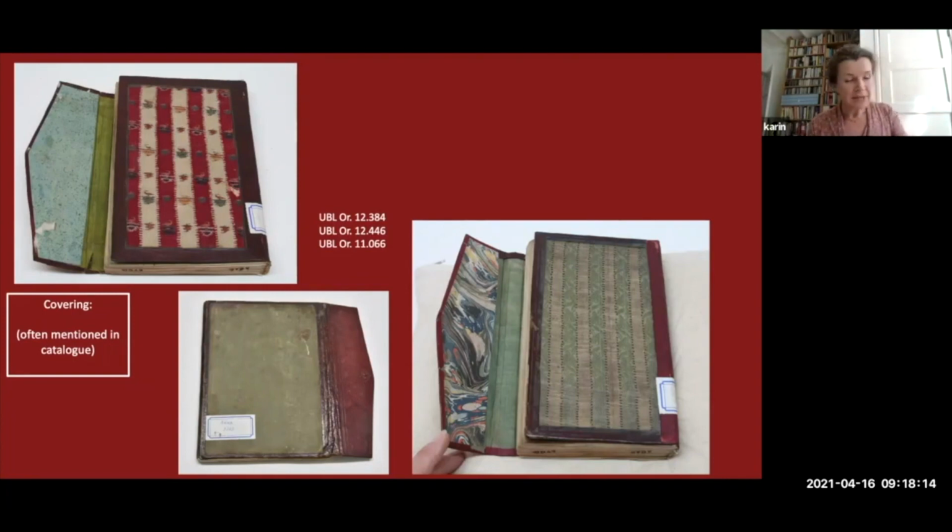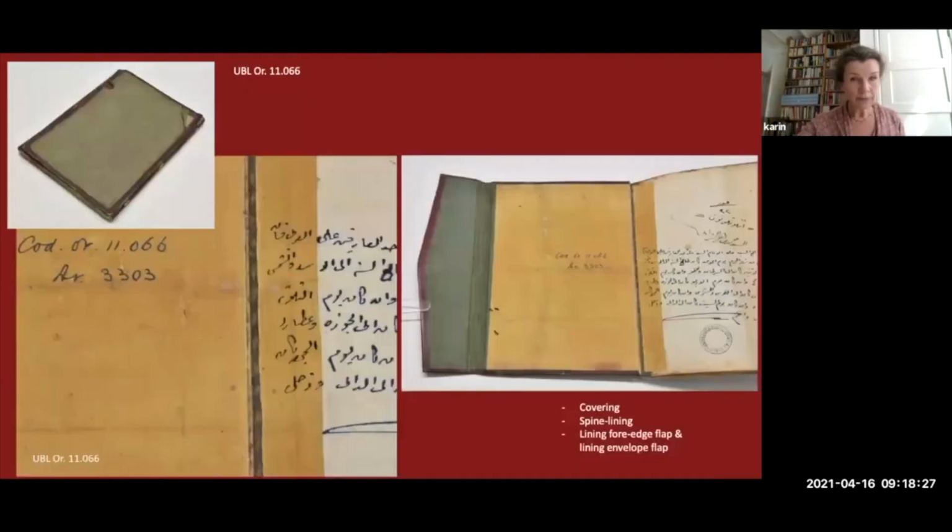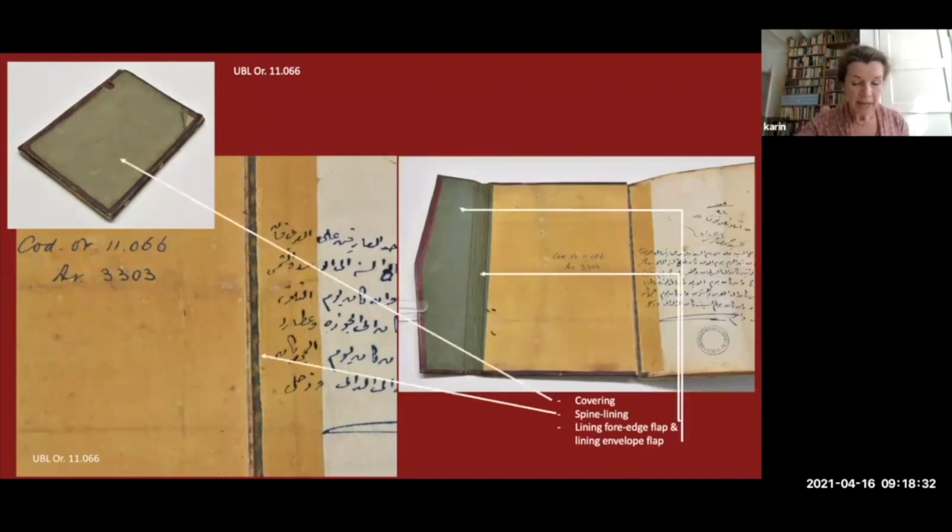And as an aside, it is interesting to note that when textiles are used for the outer covering, they usually are mentioned in catalogues. Even the plain green one in this example. But this specific manuscript, dating to 1849, has a block printed textile spine lining that is actually more interesting than the green covering. It is only just visible in the joint. And the foredge flap and envelope flap are lined with fabric as well. But these applications are not noted in the catalogue.